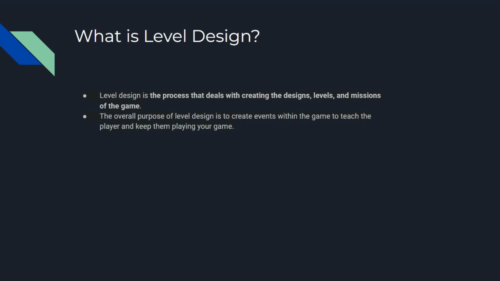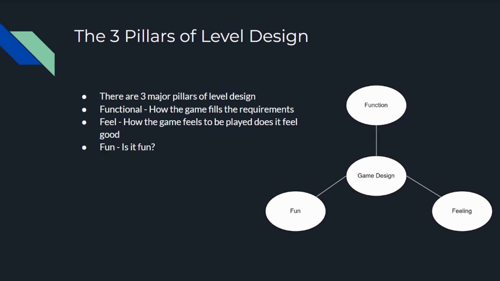All right, so the first thing that we need to talk about is what is level design. Level design is the process that deals with creating designs, levels, and missions of a game. The overall purpose of level design is to create events in a game that teach your player and keep them playing your game. Now, there are three pillars of level design, and the three major pillars are functional, feel, and fun.